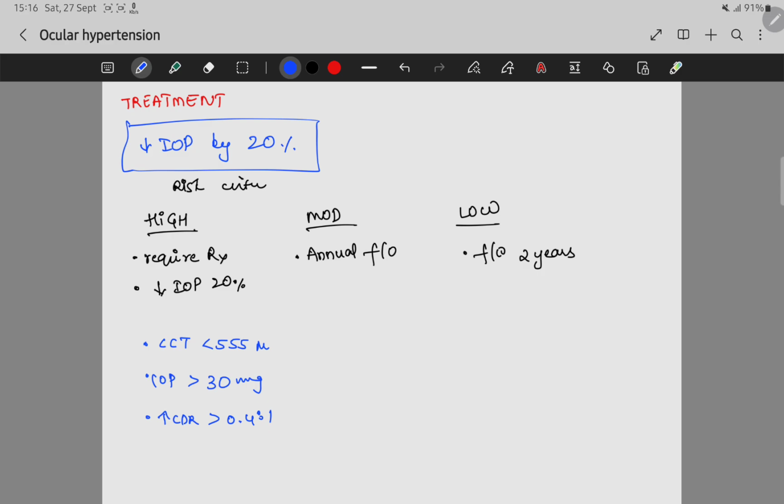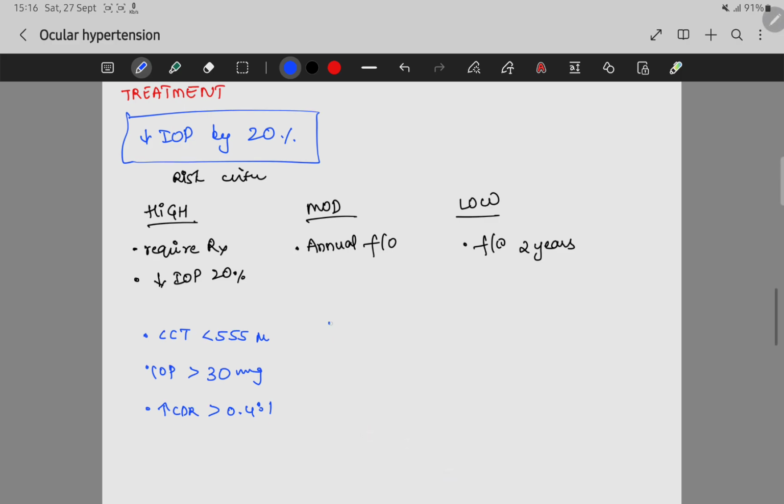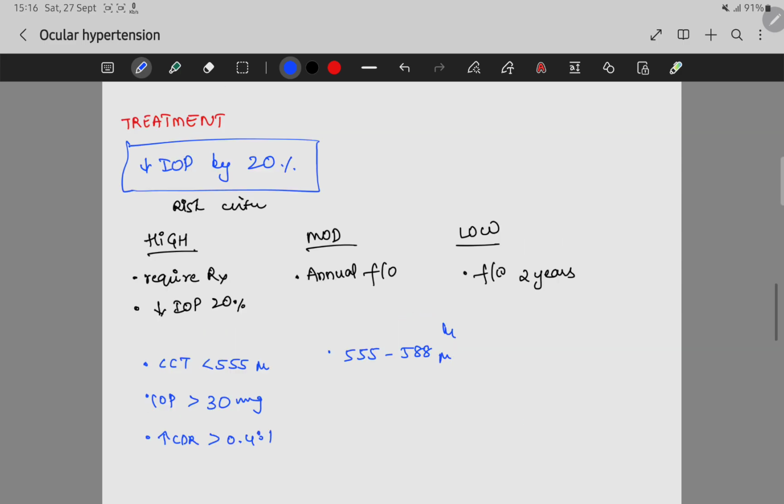Who are at moderate risk? The moderate risk are the ones who are in the middle of this. So here the CCT is between 555 to 588 microns, and the IOP is less and cup-disc ratio is normal, and the ones who have family history and myopes come under moderate risk. And the low risk are the ones whose central corneal thickness is more than 588 microns. So they require every 2-year follow-up.